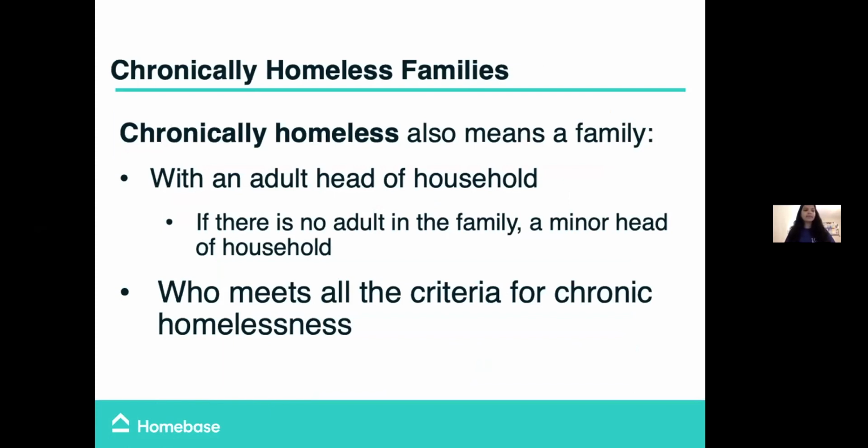A family can be considered chronically homeless if the adult head of household meets all the criteria for chronic homelessness. And if there is no adult in the family, the minor head of household must meet the definition of chronic homelessness.